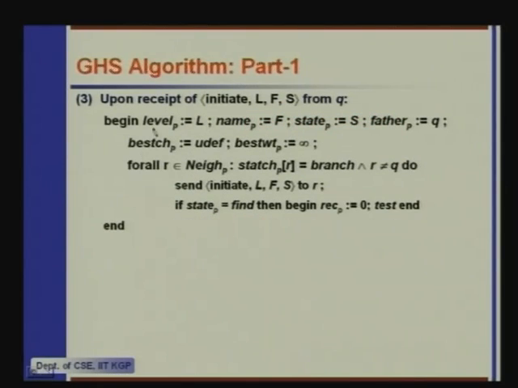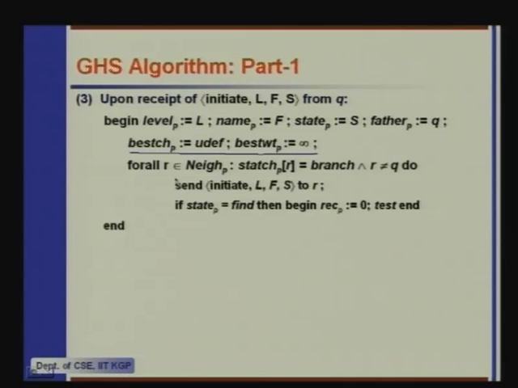And then we saw that when you receive the initiate message, then what you do is you basically propagate the wave. So, the initiate message propagates like a wave down the fragment along the branches of the tree, right. So, every node which receives an initiate L, F, S message from Q, it will set its level to L, its name to F, its state to S, okay, and make its parent pointer point towards the node from which it received the initiate message, right. These are things that we will use to determine the best cost weight, okay.